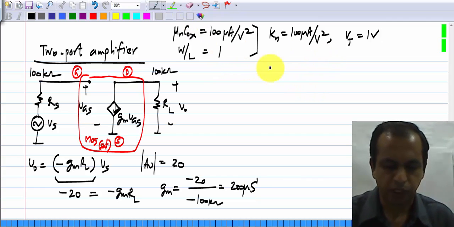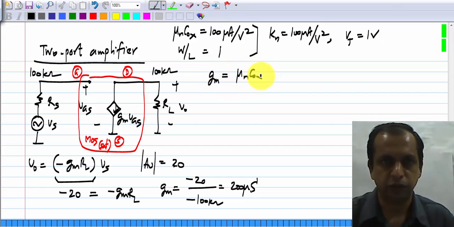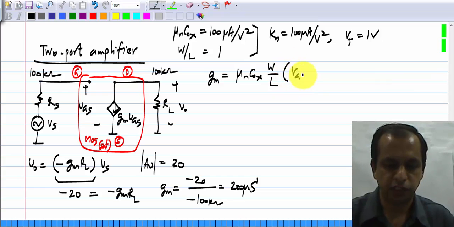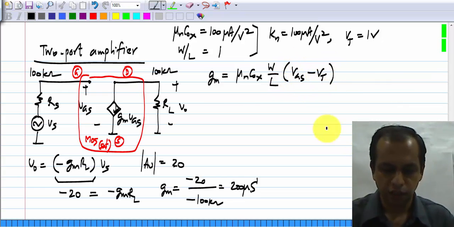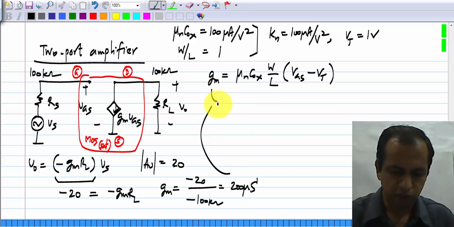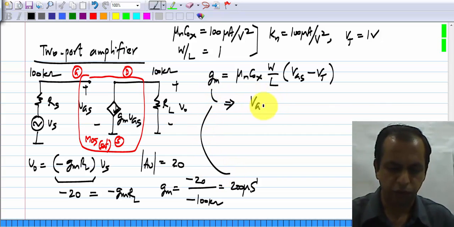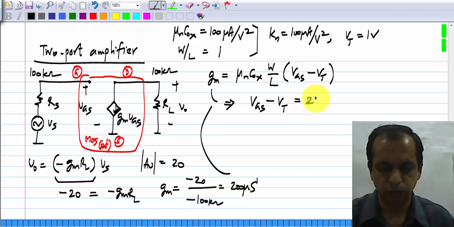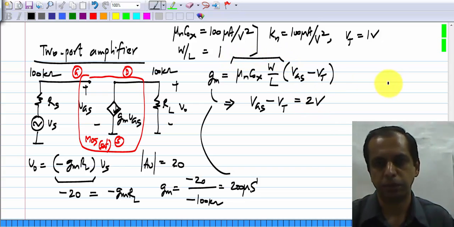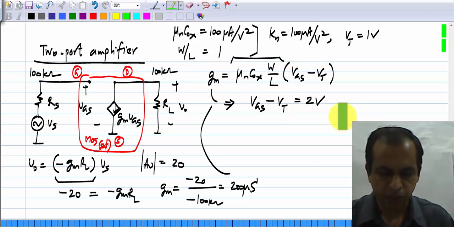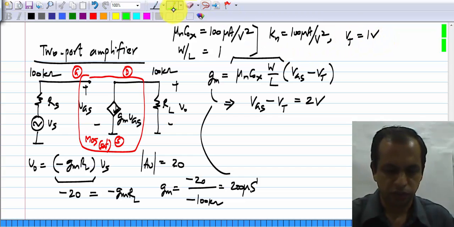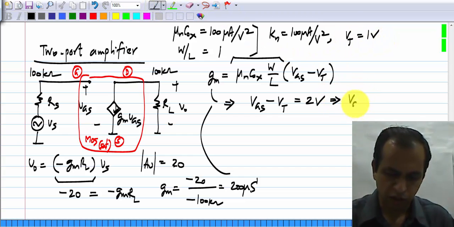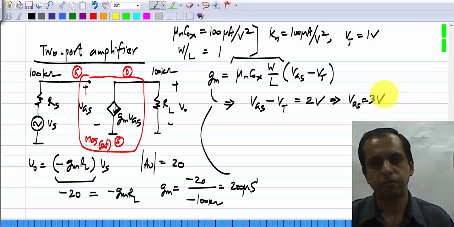Now, we know that the gm of a MOS transistor in saturation is given by mu Cox W by L times (VGS minus VT). Putting these two together, we see that we have to bias the transistor with a VGS minus VT of 2 volts, because this part is 100 microampere per volt square. If this is 2 volts, you will get a gm of 200 micro Siemens. And we know that VT is 1 volt. So, VGS has to be 3 volts.